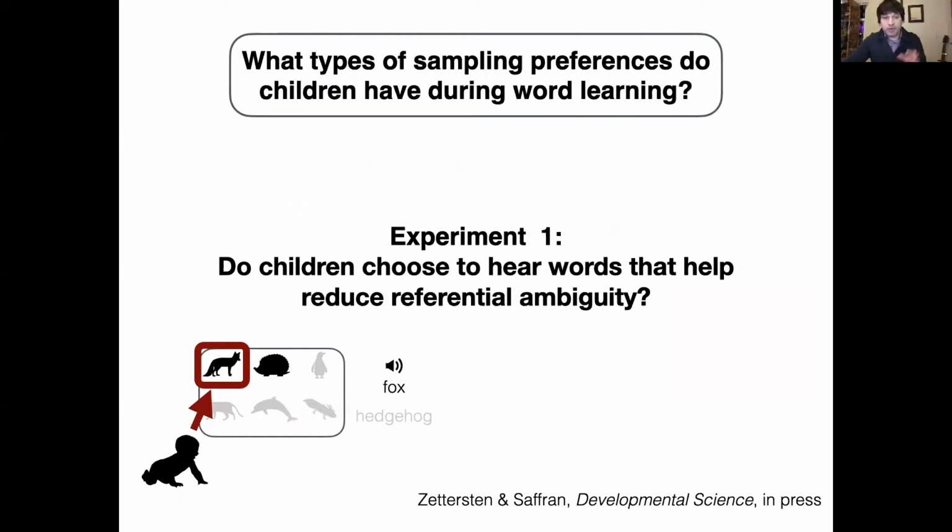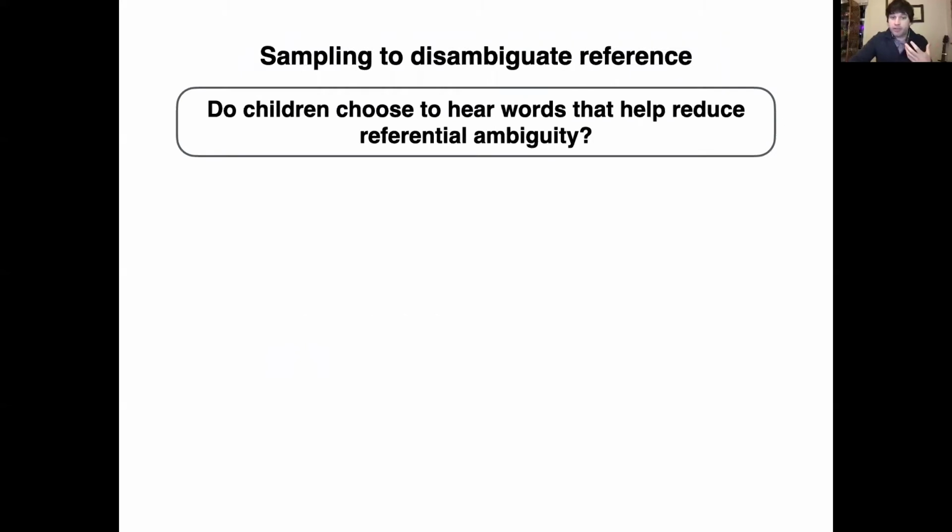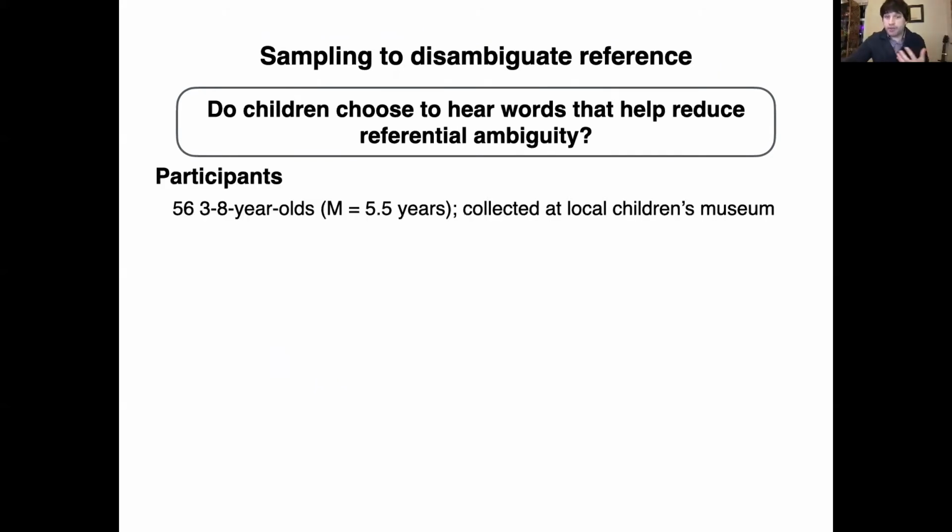In the first experiment, we're going to ask how children sample words in situations where the input is ambiguous, kind of like the fox and hedgehog example. Our main question is whether children will choose to hear words that help them reduce referential ambiguity. To answer this question, we had 56 3 to 8-year-olds play a short word learning game on a tablet while visiting a local children's museum. And that game had two parts.